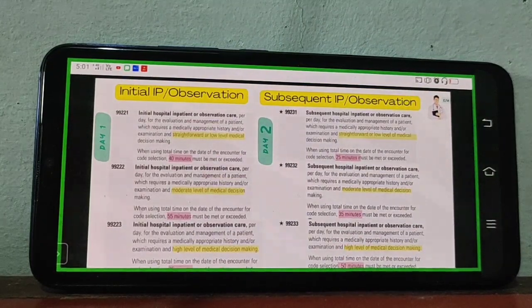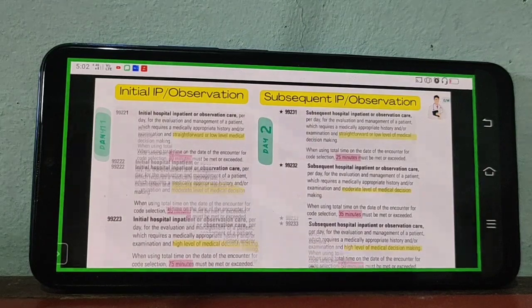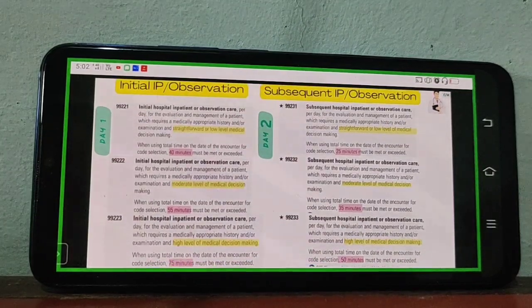You just check the MDM types. That's it. On the day of admission, straightforward or low MDM, or 40 minutes, 99221. The same code is applicable for both straightforward and low MDM. Moderate MDM, 55 minutes, 99222. High MDM, 75 minutes, 99223. Then these three code sections are for the initial day, the day of admission.